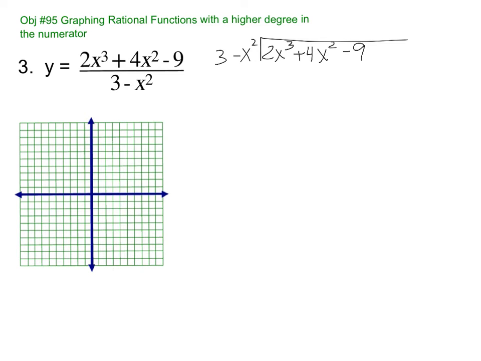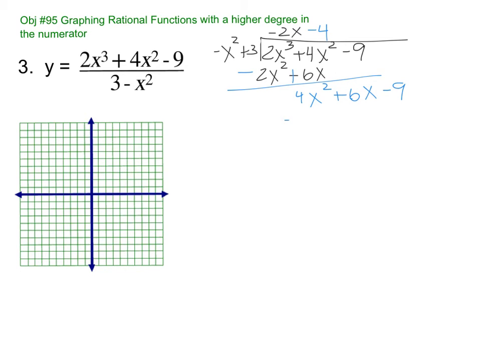I don't like that this is written 3 minus x squared, so I'm actually going to erase this and reverse it. I'm going to make it negative x squared plus 3. All right, so negative x squared goes into 2x cubed negative 2x, because that gives me 2x cubed minus 6x. I'm going to change the sign. That becomes a plus. We end up with 4x squared plus 6x minus 9. And then we have minus 4. So that's minus 4x squared minus 12.